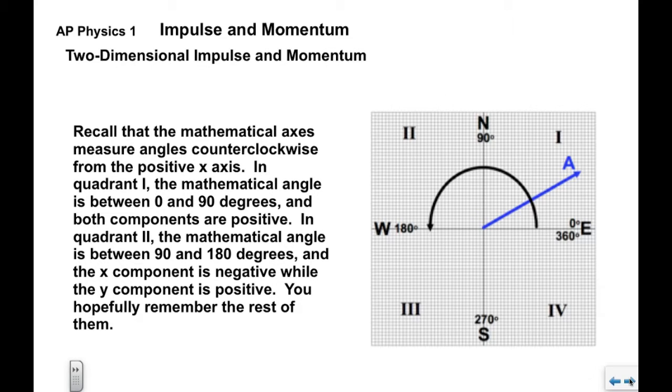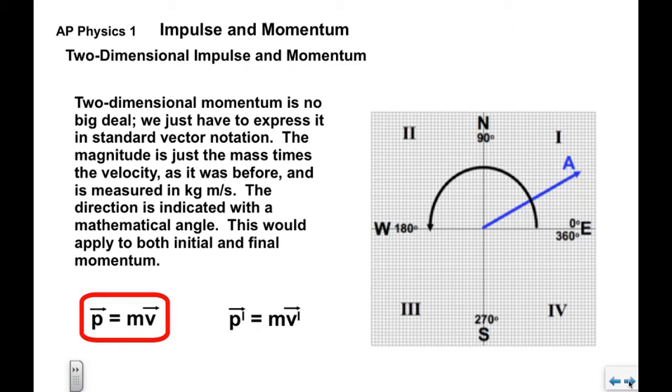So recall that the mathematical axes measure angles counterclockwise from the positive x-axis. If the mathematical angle is between 0 and 90, the vector is in quadrant 1. Both components are positive. If it's between 90 and 180, it's in quadrant 2. X is negative, y is positive, and so on. I don't think it would take much for you to recall the status of each of the components.